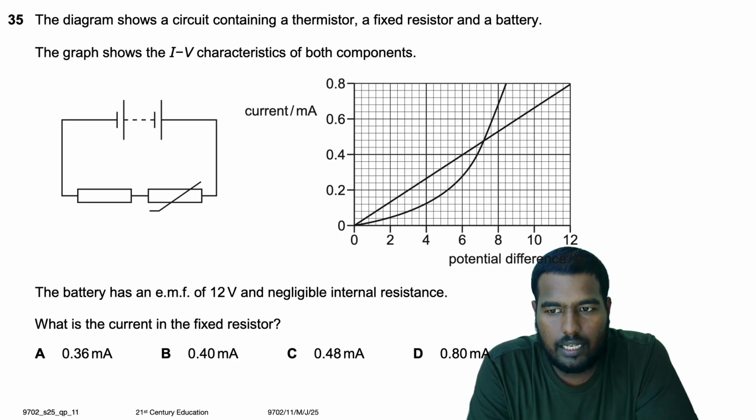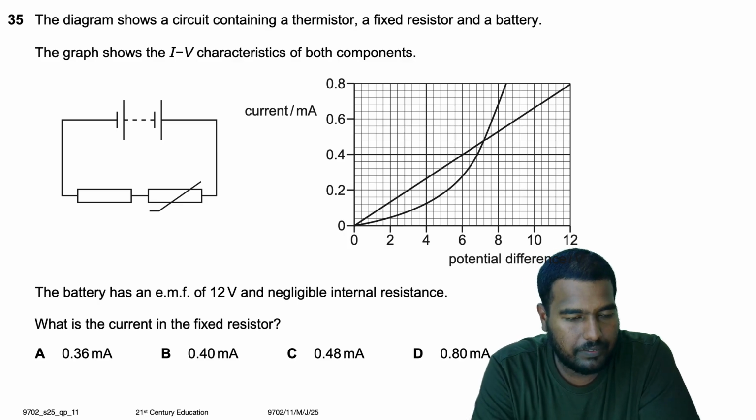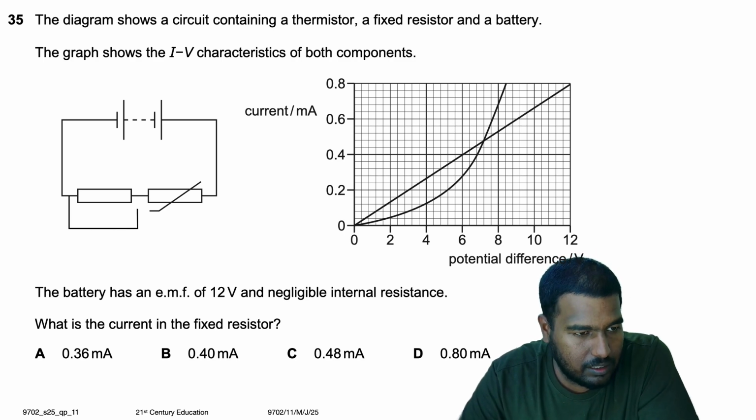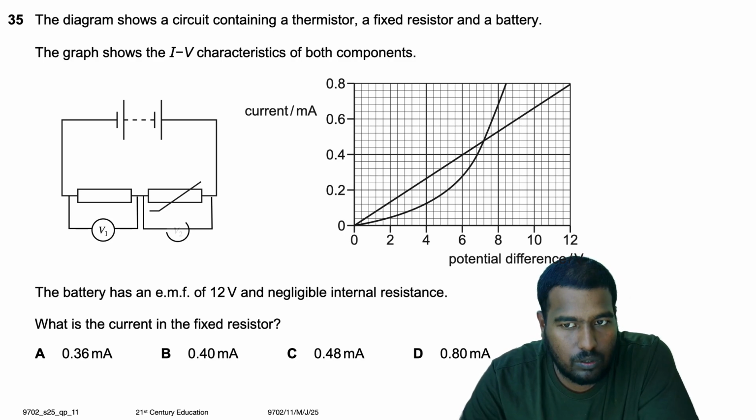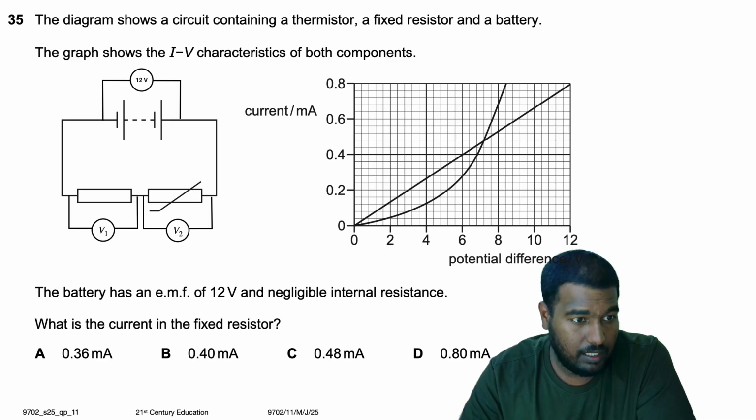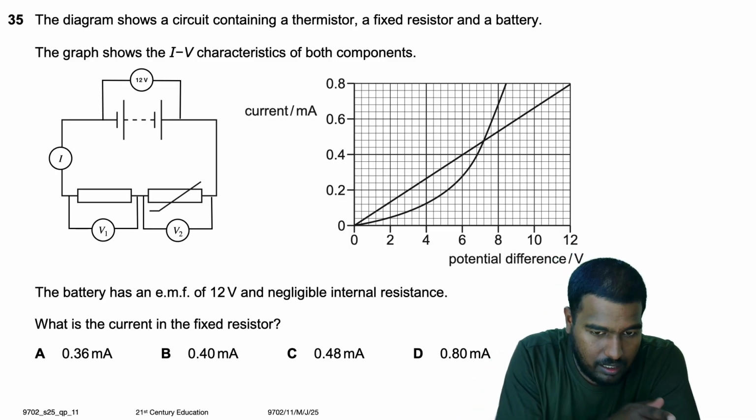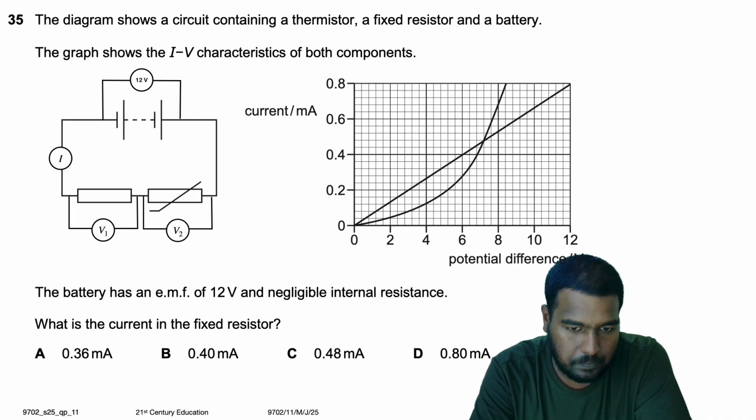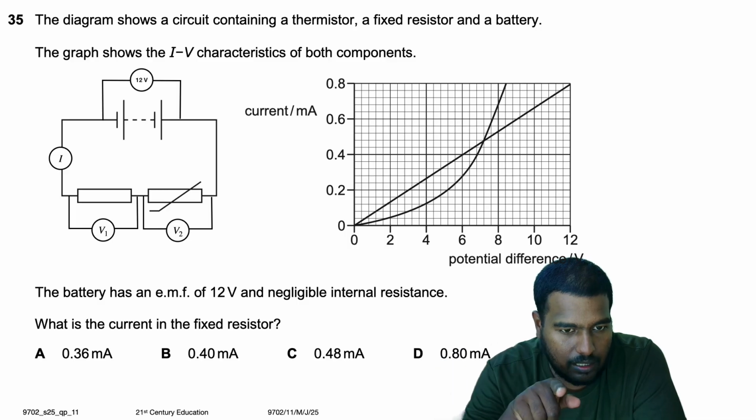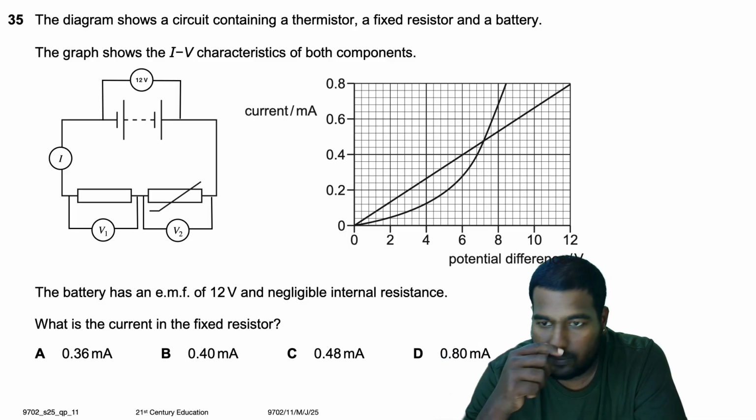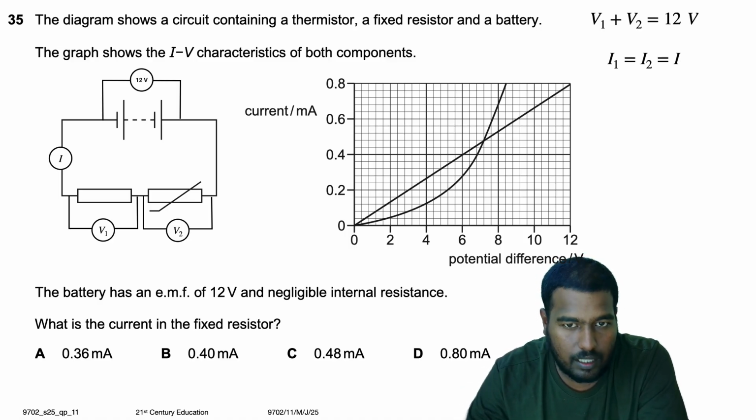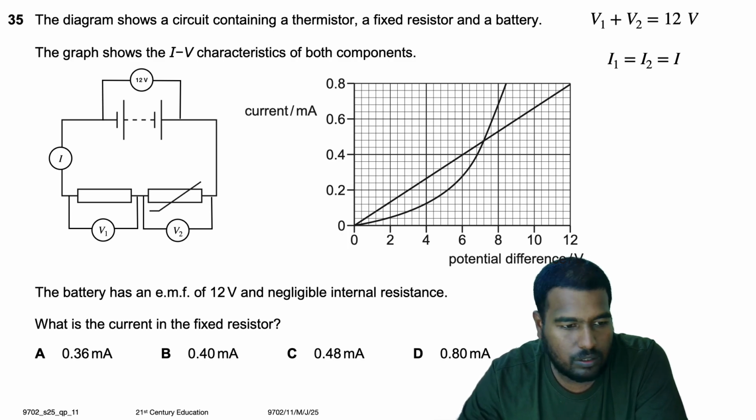Okay. The IV characteristics of both components are given, and the circuit is given. In the circuit, the voltage across the fixed resistor plus the voltage across the thermistor must be equal to the total voltage, which is 12 volt. This is the condition we infer from the circuit. The total current, let's take I, will be the same current in the thermistor and in the fixed resistor. So out of these 4 currents, we are looking in the graph for the one where the combined voltage is 12 volt. So V1 plus V2 is 12 volt, and I equals I2 equals I1. Now we'll take all the currents.